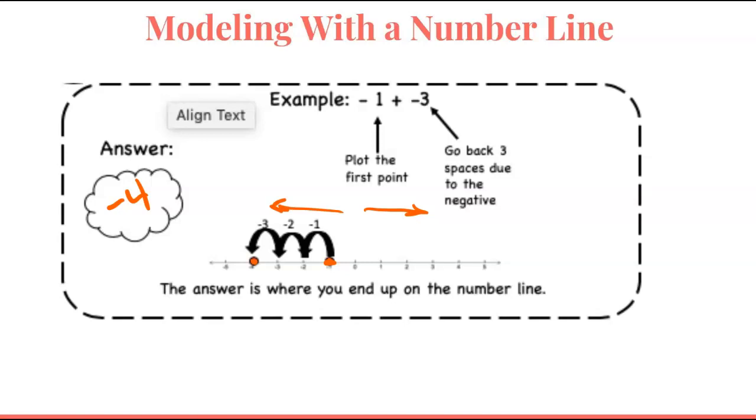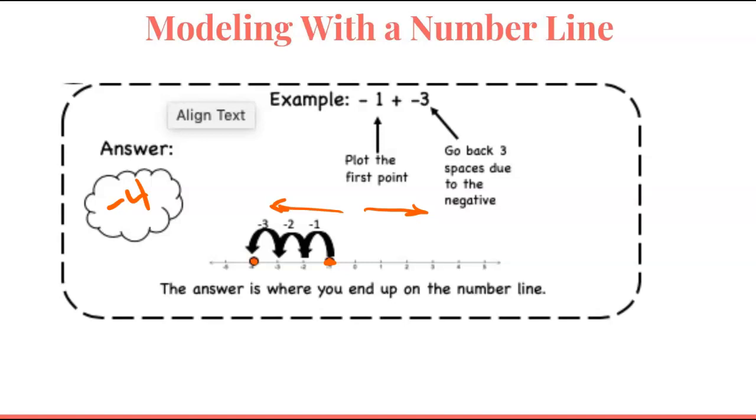Okay, that doesn't change our rule, though, for adding numbers with the same sign. You add the absolute values. So in this case, I add 1 and 3 is 4. And I keep whatever sign they both have. They both have a negative, so my answer is -4.